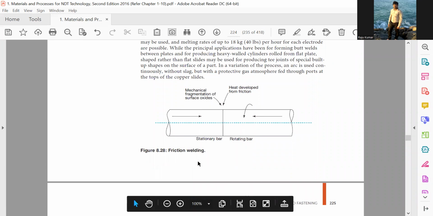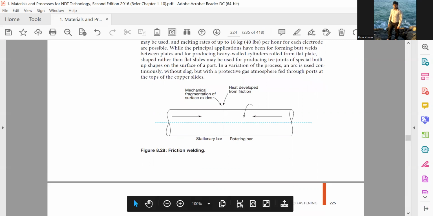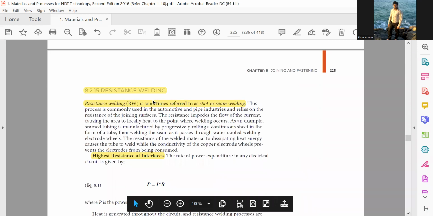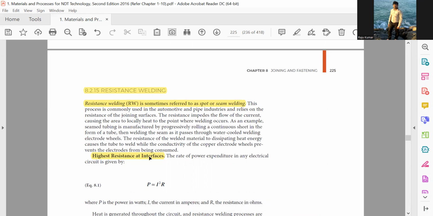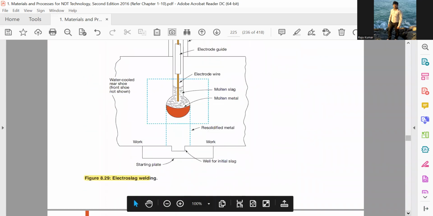This is friction welding, mechanical fragmentation of the surface while rotating. One part is stationary. Heat is developed from friction and then welding occurs. Resistance welding, RW, is sometimes referred to as spot and seam welding. So this is like electroslag welding.